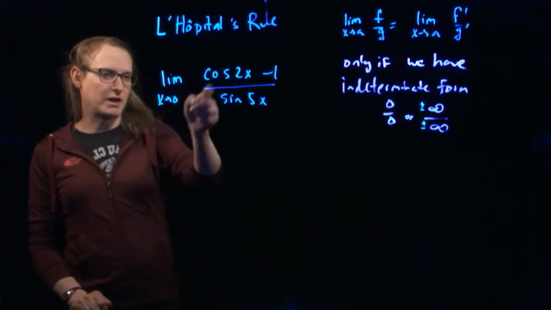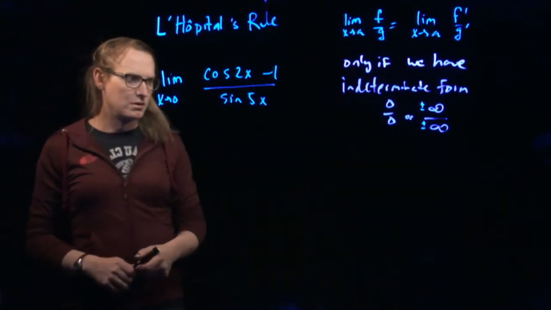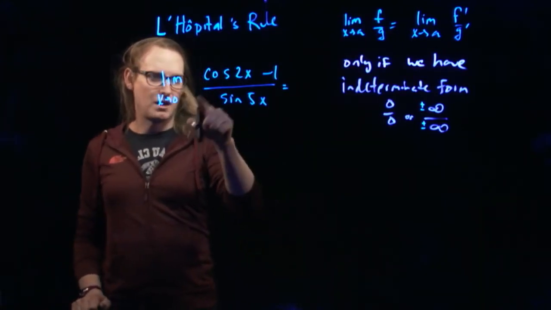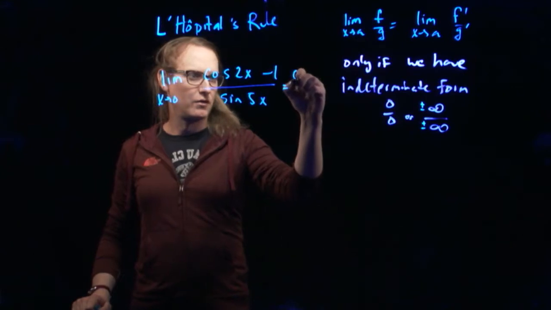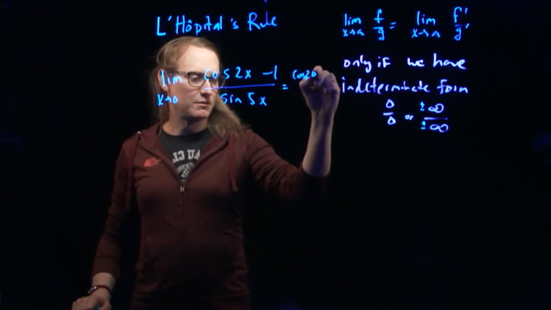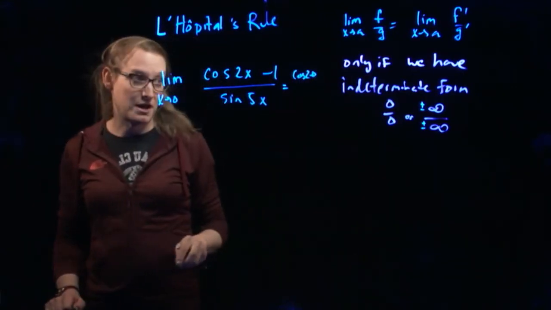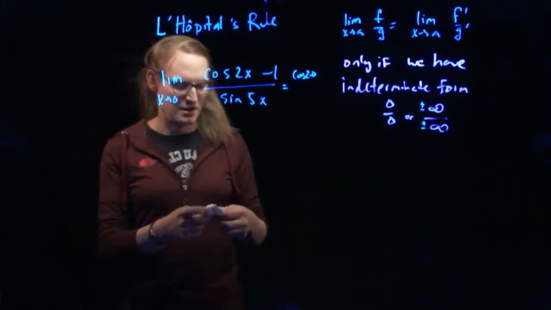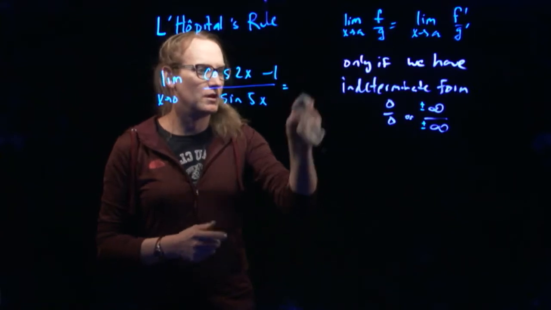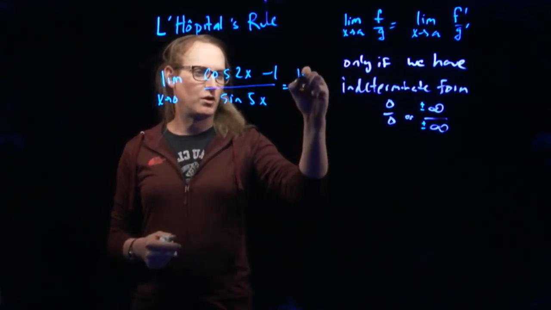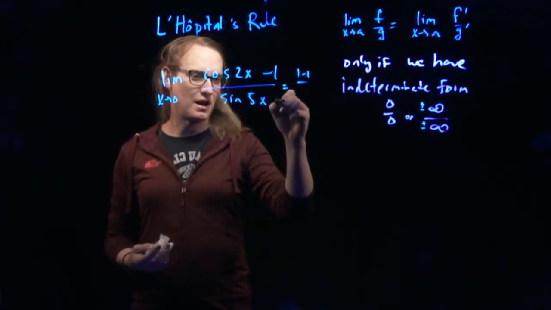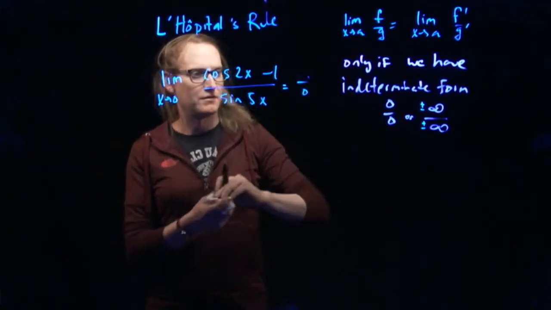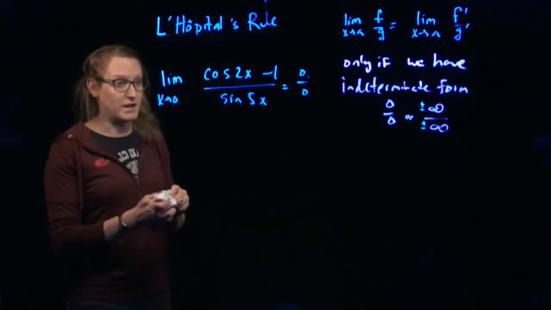So if we try to plug in 0 to this thing right here, I've got cosine of 2 times 0, which is just 0. Cosine of 0 is 1. Yep, that's still true. So we have 1 minus 1 over sine of 0, which is 0. So we really have 0 over 0. So we have the right indeterminate form.